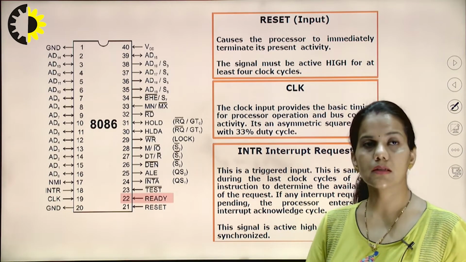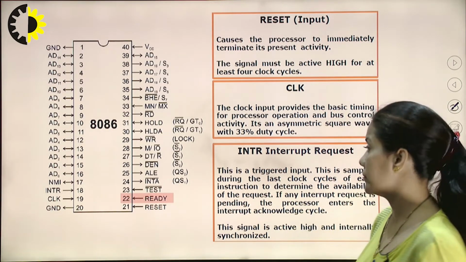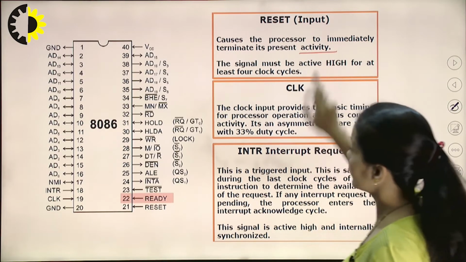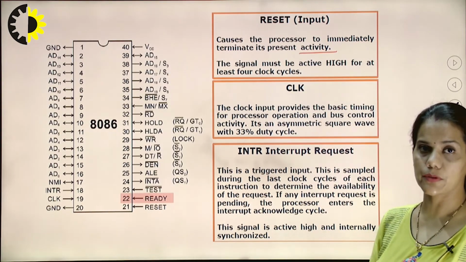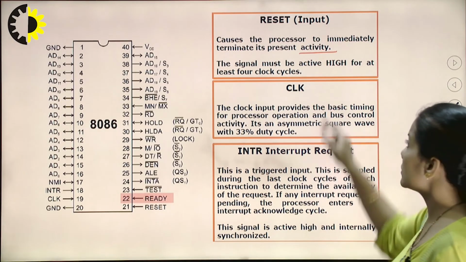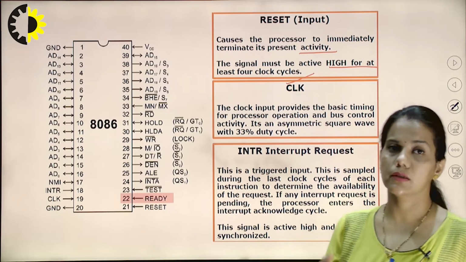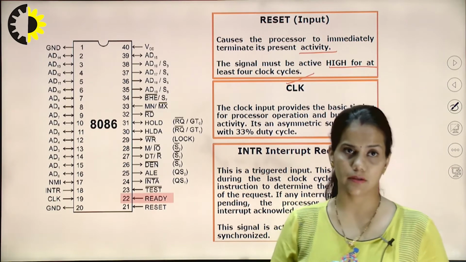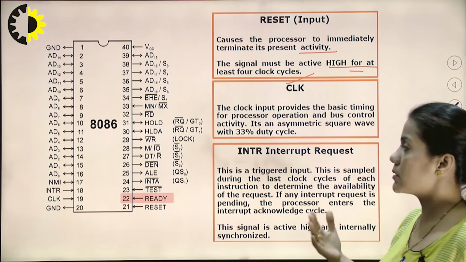Reset. This causes the processor to immediately terminate its present activity. So after the reset, all the present activities going on in the microprocessor are terminated. It must be active high for at least 4 clock cycles, then only the microprocessor gets reset. So at least for 4 cycles this signal must be high.